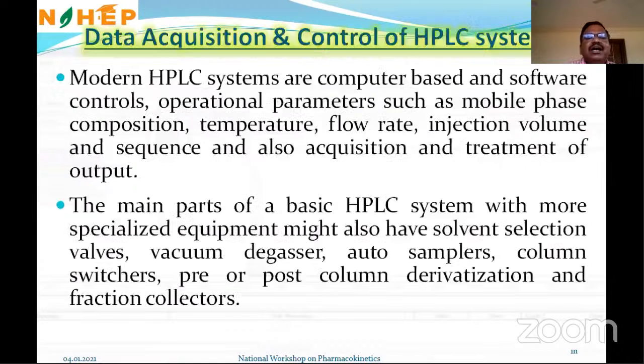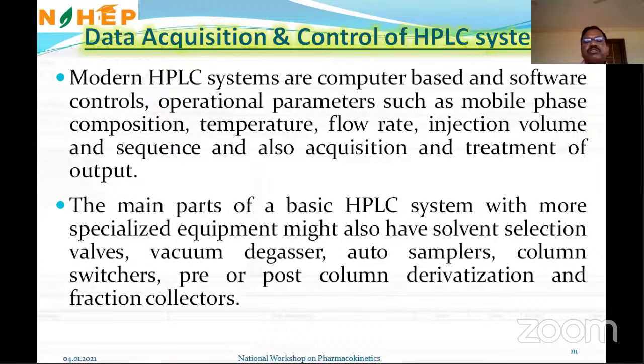Next we come to the data acquisition and control of an HPLC system. Modern HPLC systems are computer based, and software controls operational parameters such as mobile phase composition, temperature, flow rate, injection volume, and sequence. The acquisition and treatment of output are also all controlled by the software.